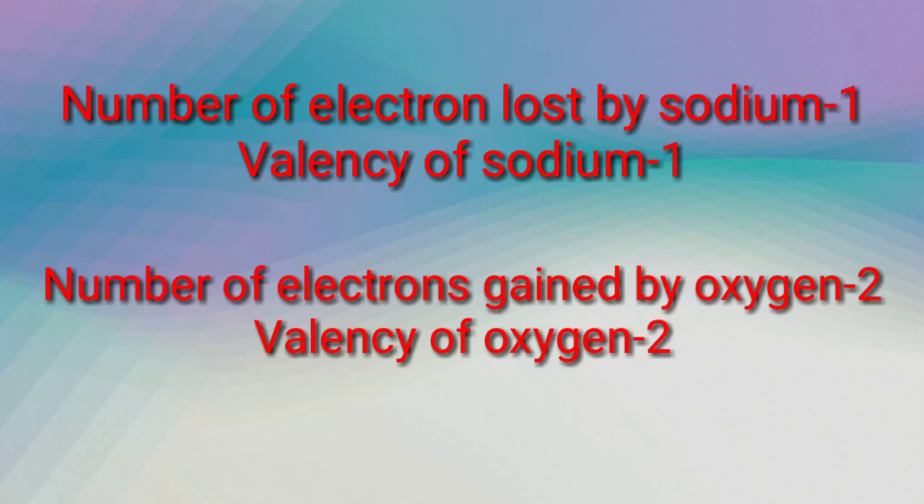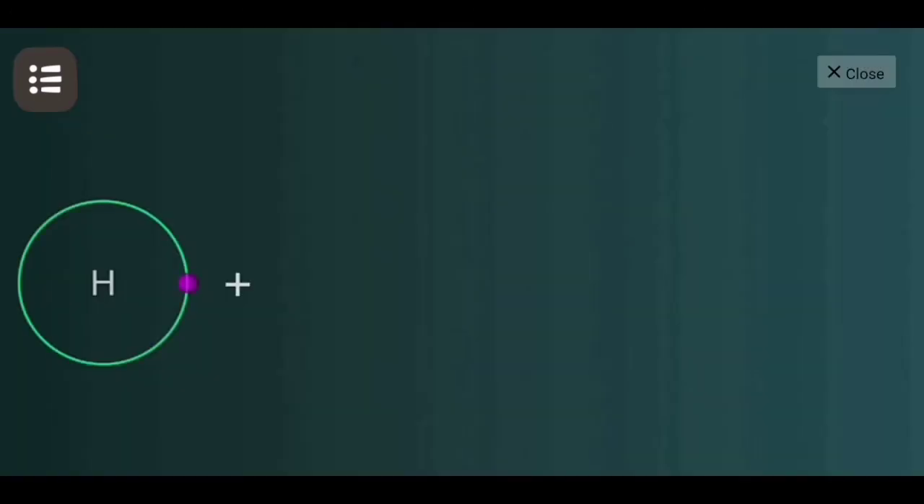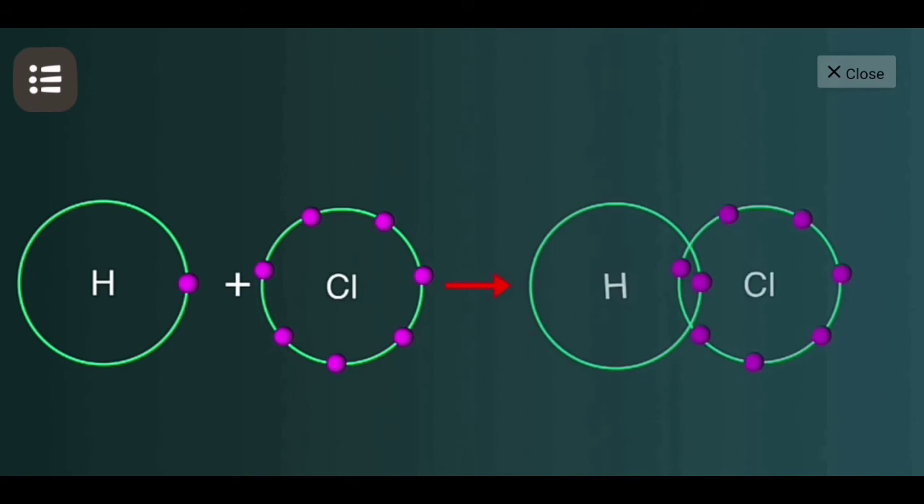The number of electrons gained by oxygen is 2. So, the valency of oxygen is 2. Let us examine the covalent bond formation in hydrogen chloride and carbon tetrachloride. The number of electrons in the outermost shell of hydrogen is 1 and that of chlorine is 7. So in hydrogen chloride formation, one pair of electrons is shared between hydrogen and chlorine.